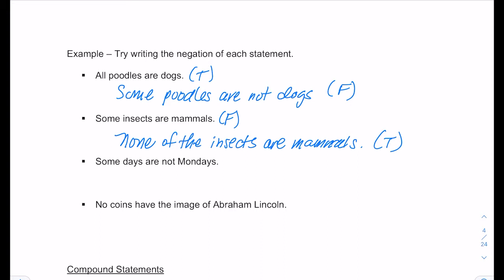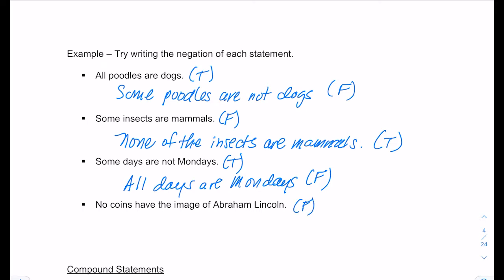Some days are not Mondays. That is true. If I negate that, I'll change it to all days are Mondays, which we know is false. No coins have the image of Abraham Lincoln. That is definitely false. We know the penny has the face of Abraham Lincoln on it. So if I negate that, it would be some coins have the image of Abraham Lincoln.